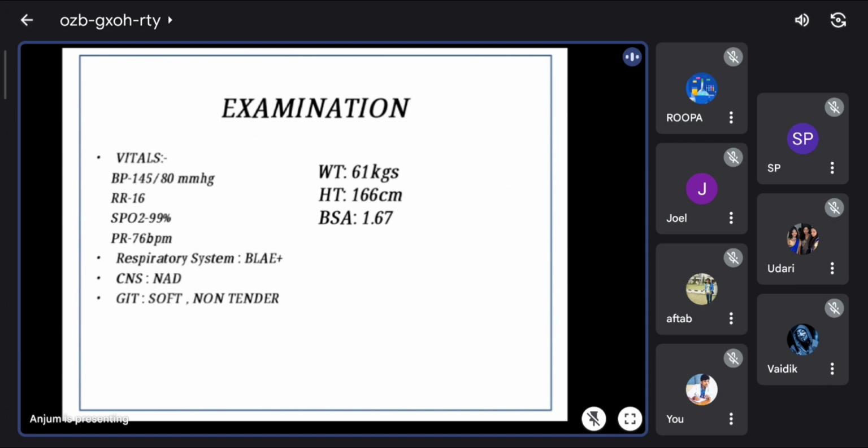Weight was 61 kgs, height was 166 centimeters, and BSA was 1.67 meters squared. So why did I calculate BSA here? Because for all the chemo medications we give, every time we calculate weight and height, and based on BSA we calculate the drug dose and administer it to the patient. All the medications go based on the BSA of the patient. We have more than two formulas, but mostly in our premises we use Dubois and Mosteller. Here for this patient I have used Mosteller for calculating BSA.